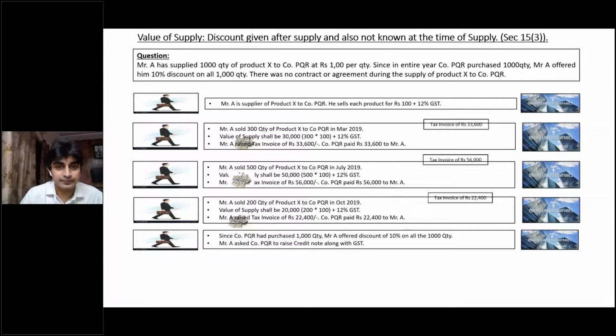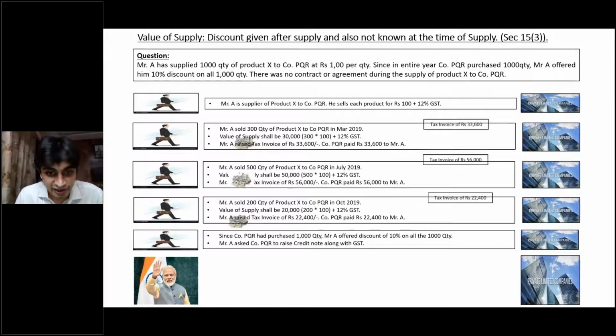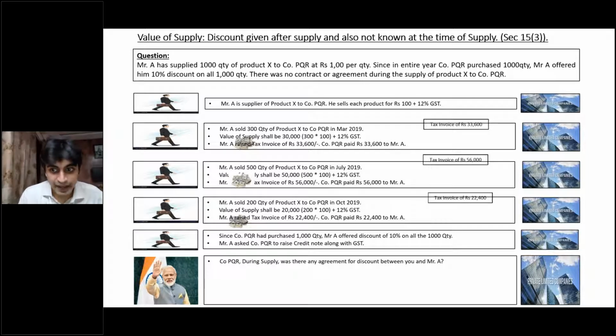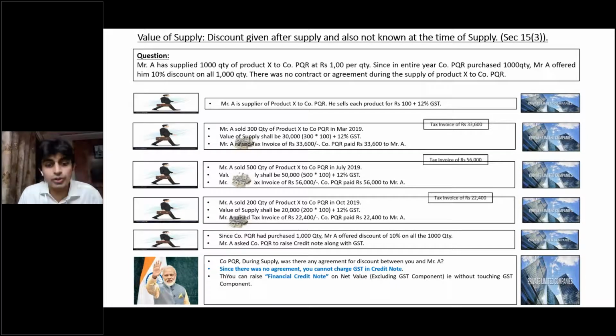It is requesting. What Mr. A supplier is selling, that PQR will raise a credit note along with GST. Government said, boss, stop. During supply, was there any contract or agreement regarding discount? Did anyone know? Since there was no contract, no agreement, you cannot charge GST in credit note. If you want to, raise a financial credit note without giving any impact of GST.